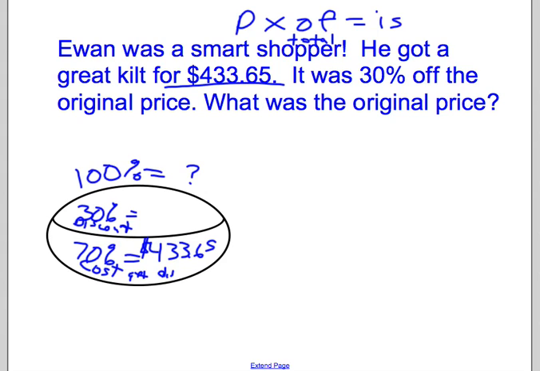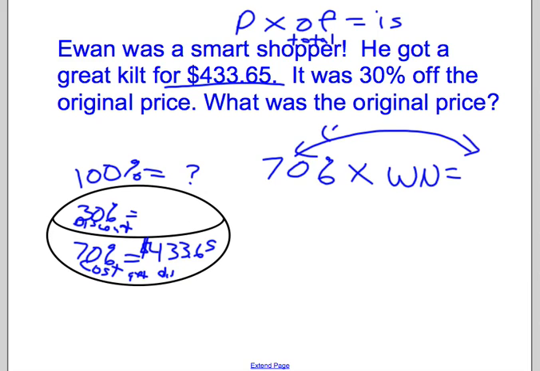With this diagram filled in to this point, we can set up an equation now. This puts our information in a place where we can see it. We know 70%, and we have a value for that. So 70%, we don't know the total. That's what we're looking for. But this was cost, right? Or what they paid, paid would be a better word for that. So the 70% being equal to the $433.65, we know that has to go in this location. Follow me?